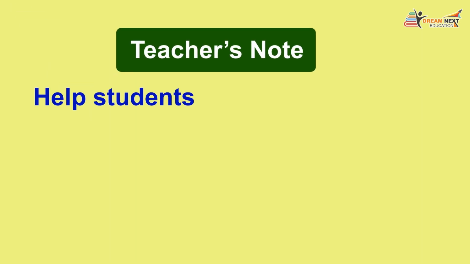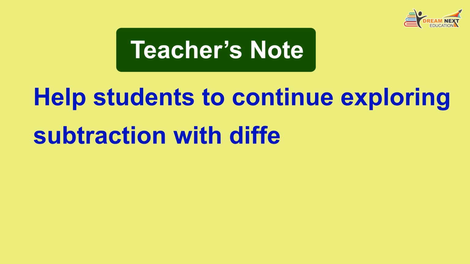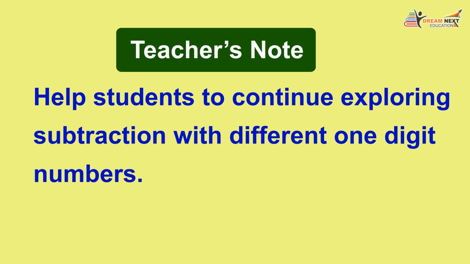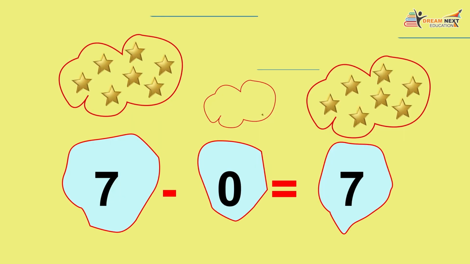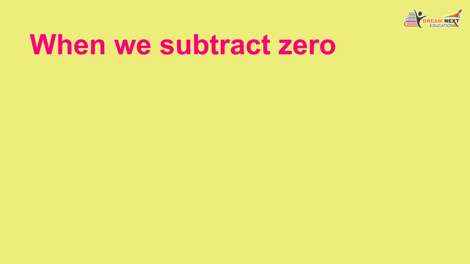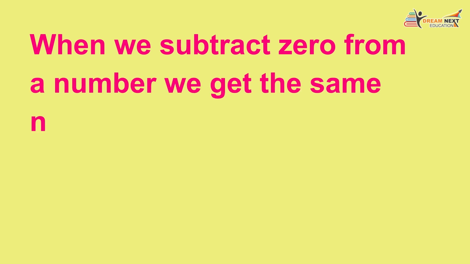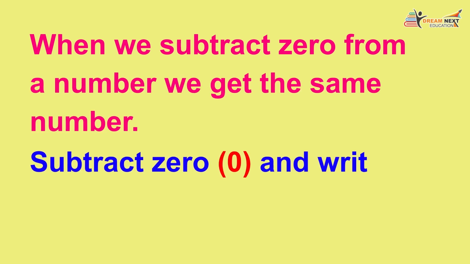Teacher's note. Help students to continue exploring subtraction with different 1-digit numbers. Subtract with 0. 7 minus 0 is equal to 7. When we subtract 0 from a number, we get the same number. Subtract 0 and write the number.